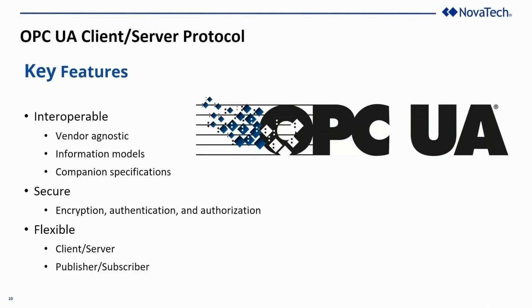The standard includes a variety of different information models, which are standardized implementations of certain parameters, data structures, and device types. It is secure by default. It comes with encryption, authentication, and authorization.